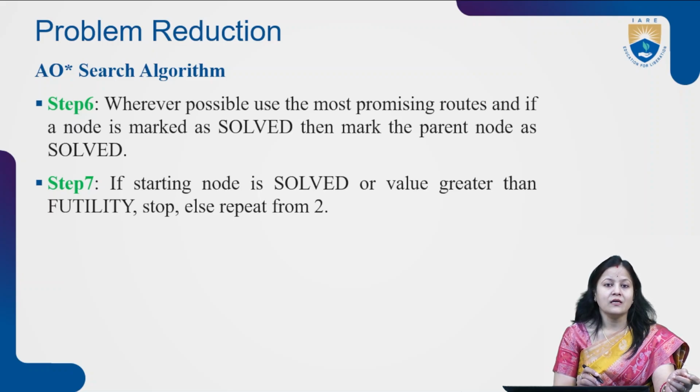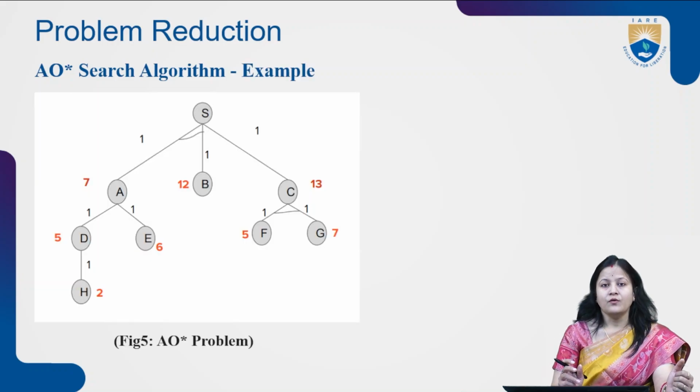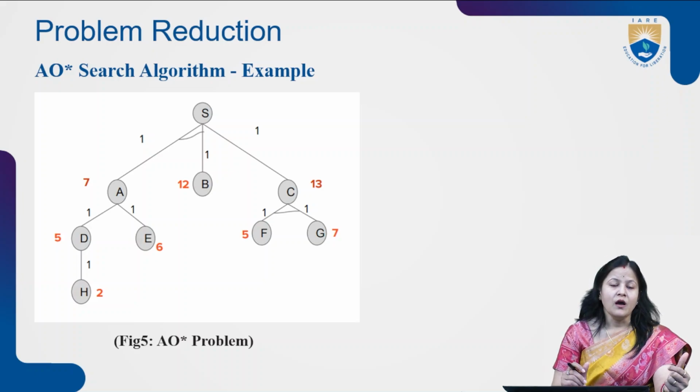And step 7 says, if the starting node is solved, or the value is greater than the futility, then stop the process, else repeat from step 2. This is the problem I want to discuss: how we can solve this problem using the AO star algorithm, and that too to satisfy this problem reduction method.